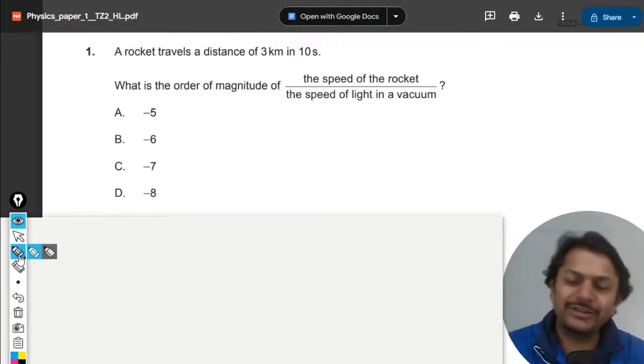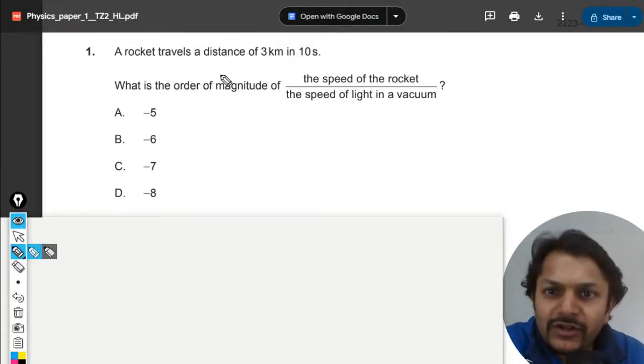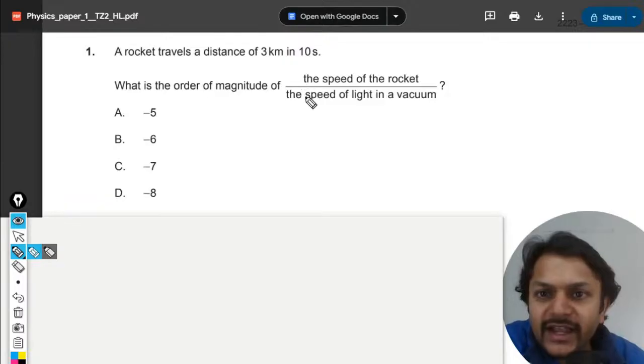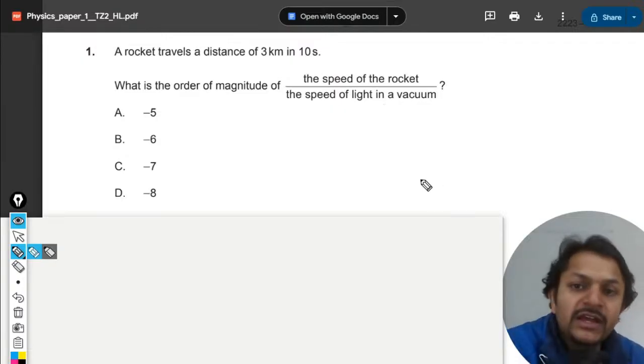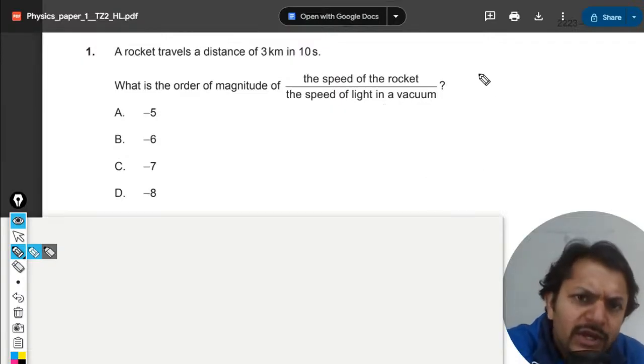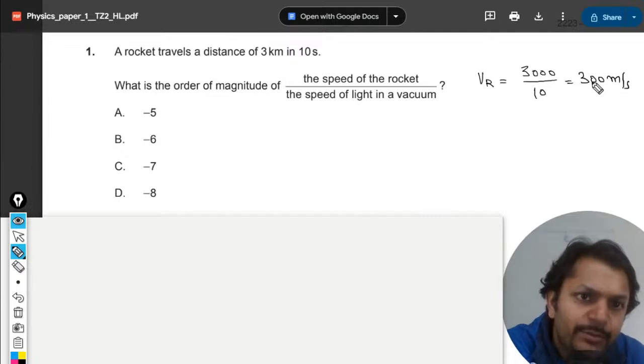Okay, dear student, let us see what is there in this question. A rocket travels a distance of 3 kilometers in 10 seconds. What is the order of magnitude of the speed of rocket divided by the speed of light in vacuum? So kind of easy question. Let's see. First of all, we will find the speed of the rocket, and that is given by 3000 meter divided by 10. So that can be taken as 300 meter per second.